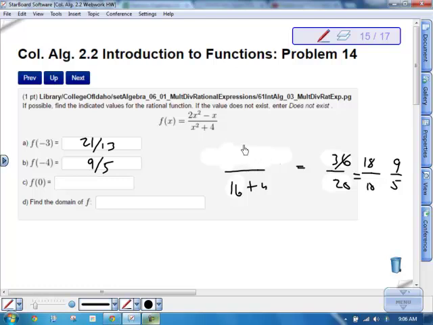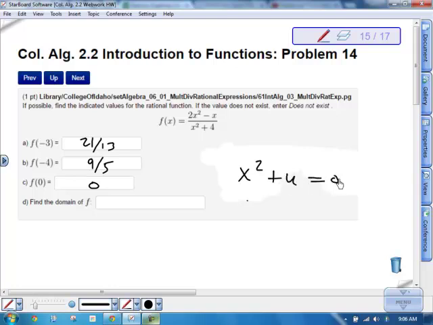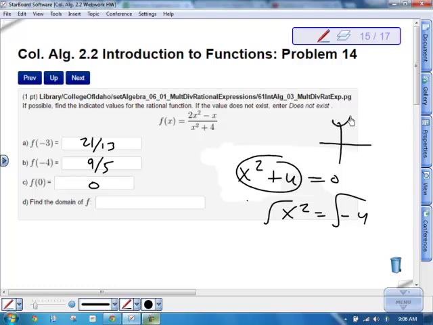Okay, if you plug in 0, you get a 0 on the top, and you get 4 in the bottom, which is just 0. And then the domain of this function is all real numbers except for where the bottom is equal to 0. So let's find out where the bottom is equal to 0. And it's never equal to 0. Right? If you subtract 4, x squared is equal to negative 4, square root it, you can't take the square root of the negative. So this is a parabola right here that's been shifted up 4 units. So we know that's never 0. So the bottom is never 0, which means the domain of this is anything I want.